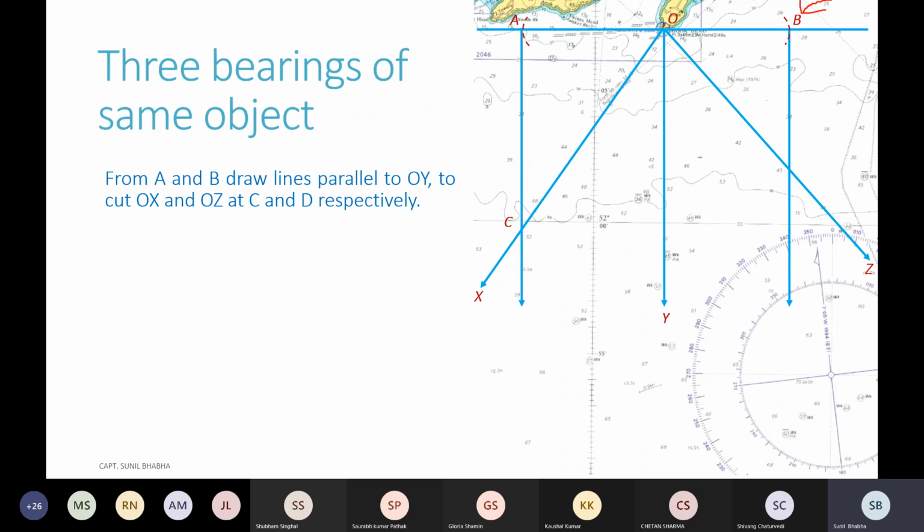Now the point where the parallel line passing from A cuts my first bearing line OX, let's name that point as C. You can see that point on the screen now. And the point where the line drawn from B cuts my third bearing line, that is OZ, let's name that point as D. You can see D point also on the screen now.